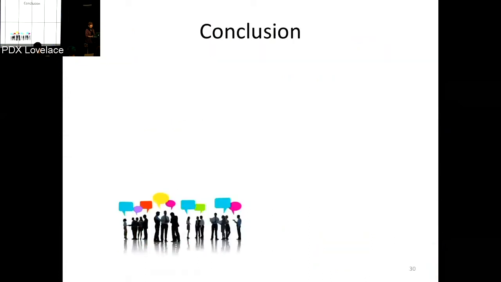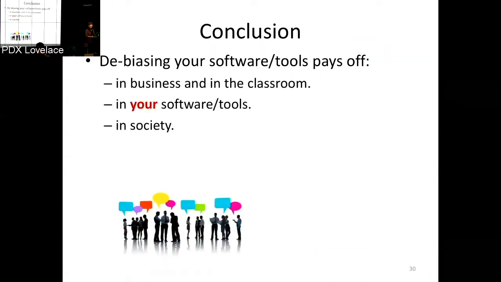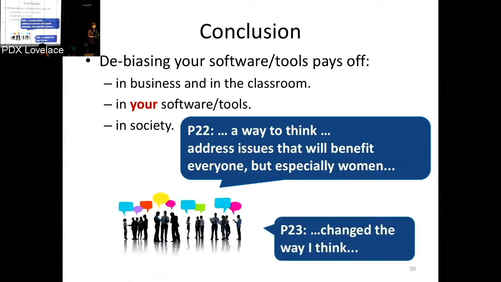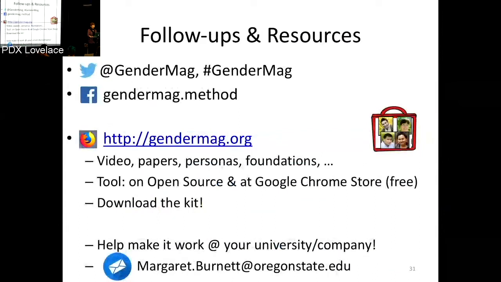So in conclusion, debiasing your software pays off in business, in the classroom, and in society. Here's what one person at Microsoft said: "It gave me a way to think, to address issues that will benefit everyone, especially women." And another person said, "It changed the way I think." So that's it. Here's a whole bunch of resources.